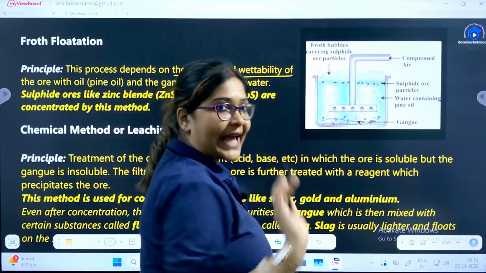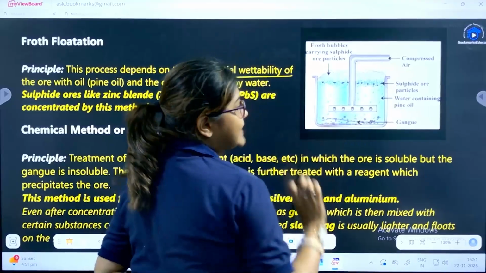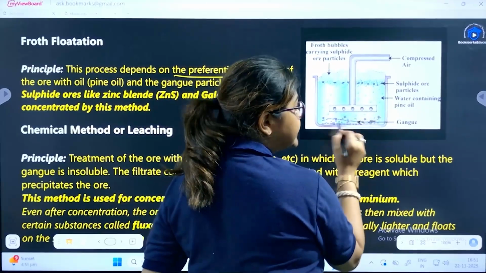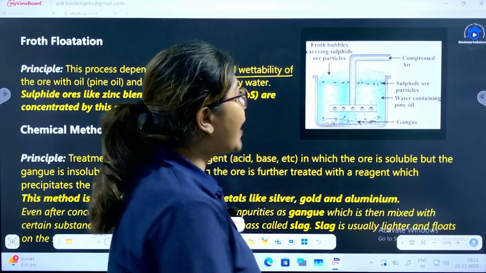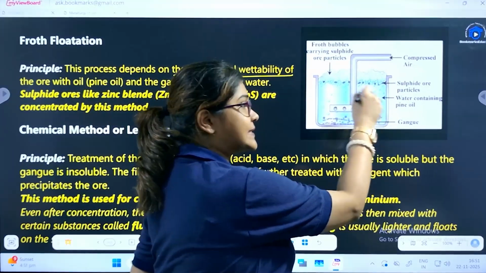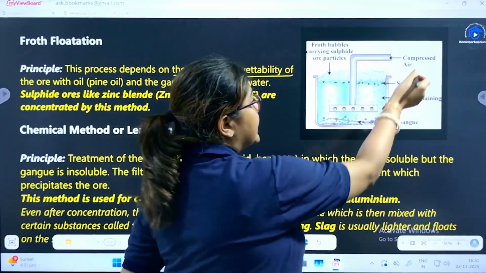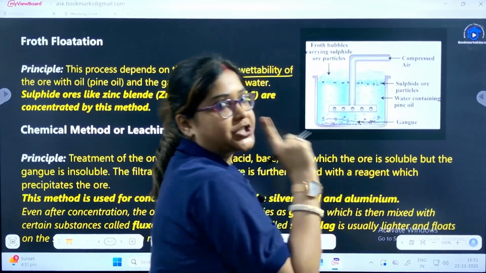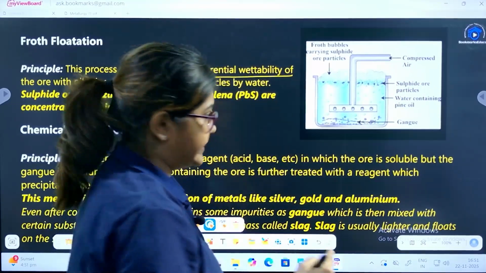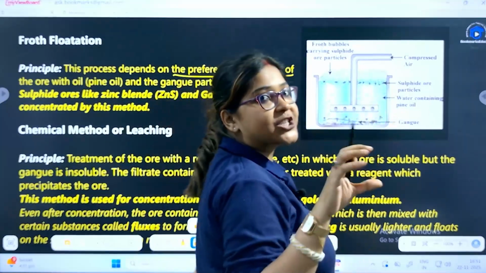Here you have a tank, right? In this tank, you have what? As a solution, you have pine oil and water. Now you have the ore particles also inside this tank. Compressed air is passed into the tank and also potassium ethyl xanthate is added. This tank is then agitated.